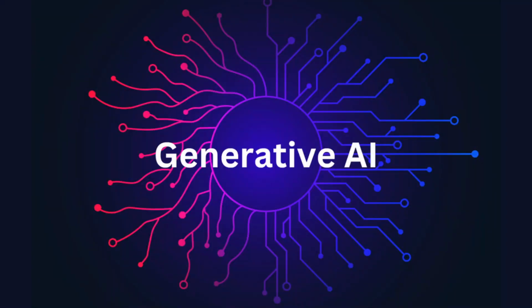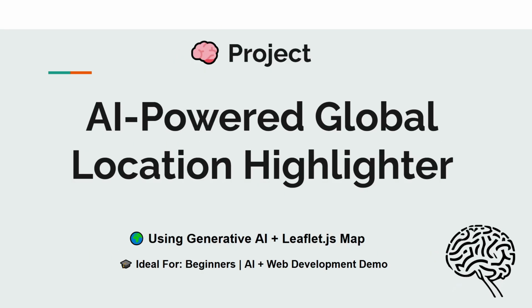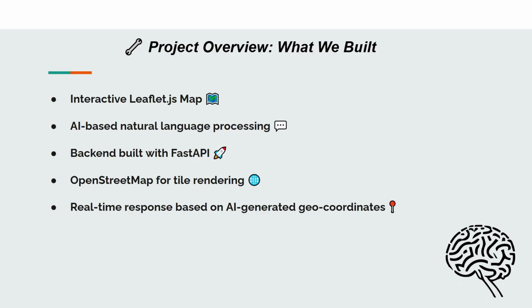So our project works on generative AI, and let me explain what is part of this particular project and the demo. We are taking the AI powered global location highlighter. Basically, we are creating a map based solution that will take your prompt, and based on the prompt, it will highlight the location you are looking for using that prompt. It's using generative AI and the Leaflet.js map, and it's ideal for beginners who are into AI plus web development. How this project works, I'm not going into too much depth here, but I want to showcase the actual project.